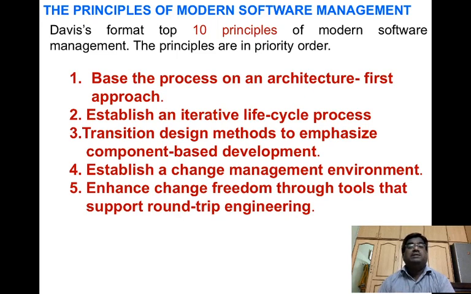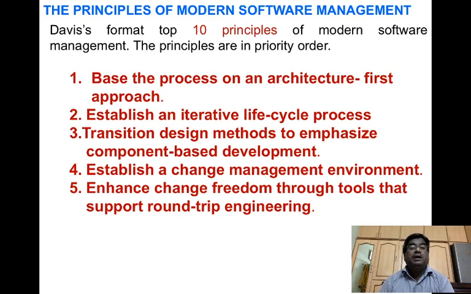Third, transition design methods to emphasize component based development. Component based development means the components are already available. The components are available through trade-off business. You can use the components straight away. Fourth, establish a change management environment. Always a change environment should be possible, because if any change is required, it can be adopted easily.